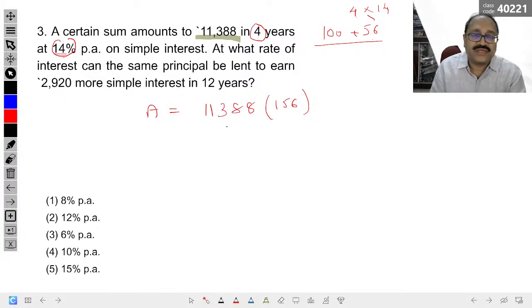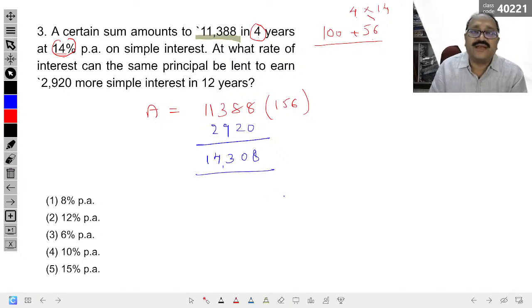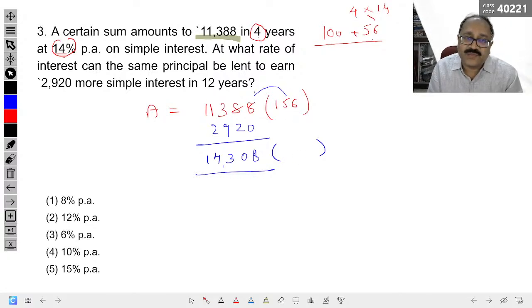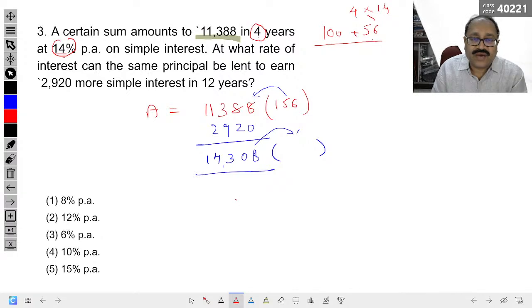So if you want 2920, add 2920. That means your requirement is 14,308. So this will be what percentage? 100 plus something. Okay, I know this money is this percentage, then this money will be what percentage? So I will put a small equation over here, that is 156 percentage divided by this is 11,388.